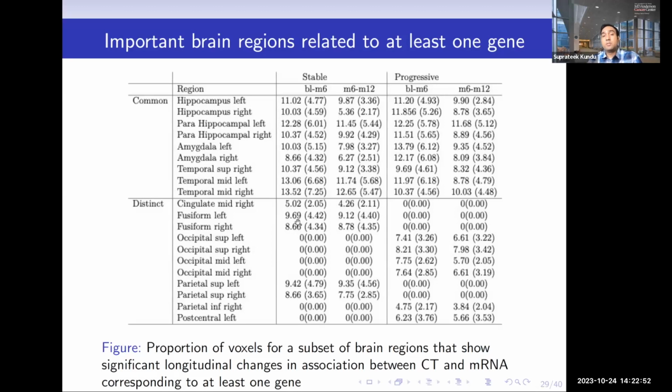These numbers in these tables represent the proportion of voxels in these ROIs that are associated with one or more genetic effects. For example, here, hippocampus left means that about 11% of the voxels in the hippocampus left region were associated with one or more genetic effects. Actually, let me rephrase that. This says that the changes in the hippocampus left between baseline and month 6 were driven by genetic effects at about 11% of the hippocampus left region, right?